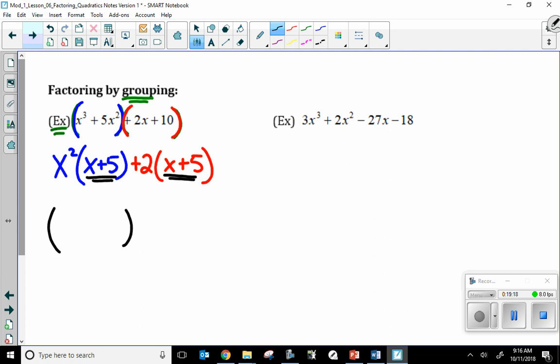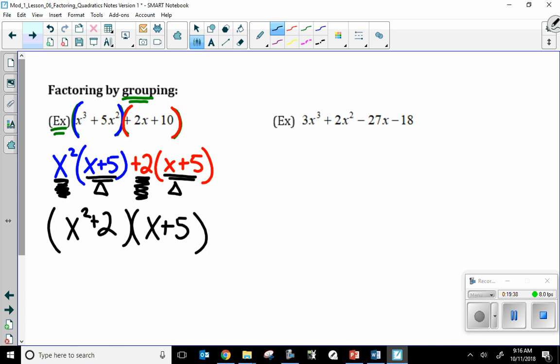I put 2 sets of parentheses here. In the first parenthesis, I put these 2 numbers that I've taken out, x squared plus 2. And in the second parenthesis, whatever you have in here, x plus 5 goes in. So, let's redo that. In the first parenthesis is what I factored out. In the second parenthesis is what was left behind. Okay, and that should match. If that does not match what I highlighted in blue, this will not work.